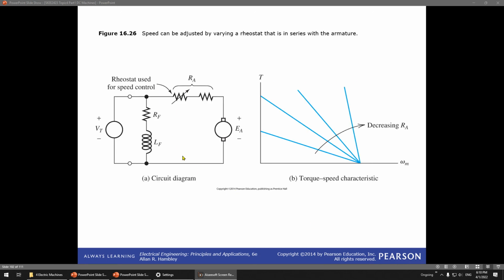So you can see here, you add a RA here. The lower the RA, the higher the stall torque. You can see here, it increases. And the no load speed is maintained the same. You only have to see that it is decreasing right here. So make sure you know how to add the circuit and how to show the effect.